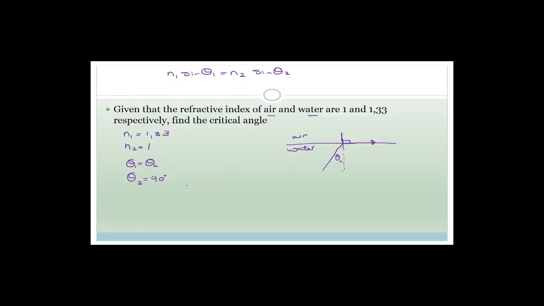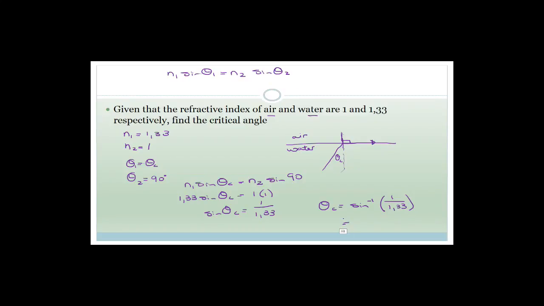So therefore we can say n1 sine theta c is equal to n2 sine 90. We know the sine of 90 is 1, so we can ignore that. N1 is 1.33, so we've got 1.33 sine of theta c is equal to n2, which is 1 multiplied by 1. So therefore, do you agree that sine of theta c, the critical angle, is 1 divided by 1.33? So to find theta c, we're going to say theta c is equal to second function sine of 1 over 1.33.